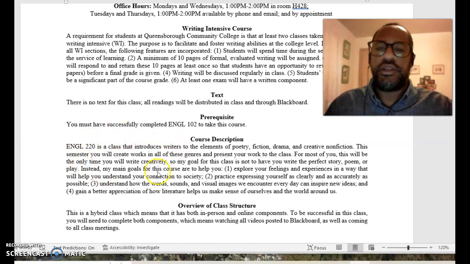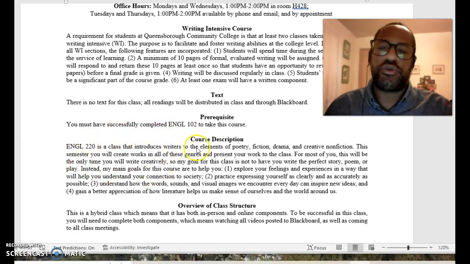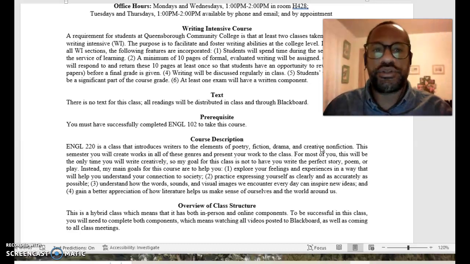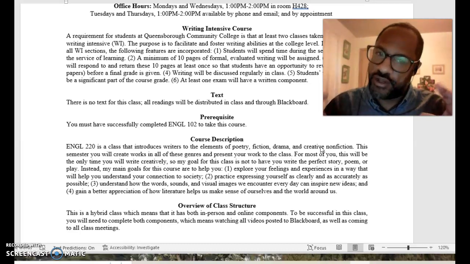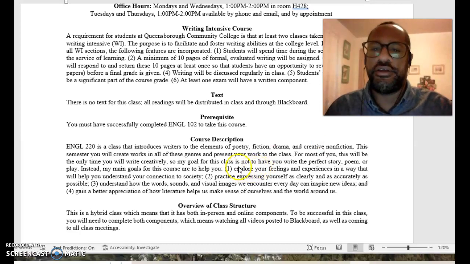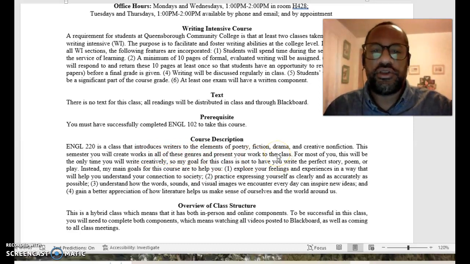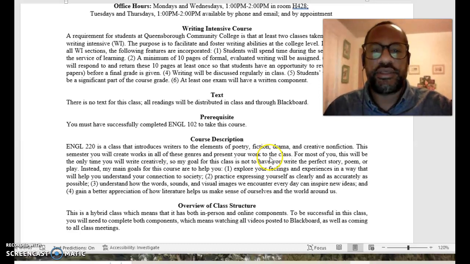Down here, the description, as I say, is of a class that introduces writers to the elements of poetry, fiction, drama, and creative nonfiction. So it's 4 different kinds of writing that we need to cover over the course of the semester, which is a pretty short semester. We're going to have a lot of stuff packed into just a few weeks. You'll need to do all of those things, and present your work to the class through workshop and things like that.